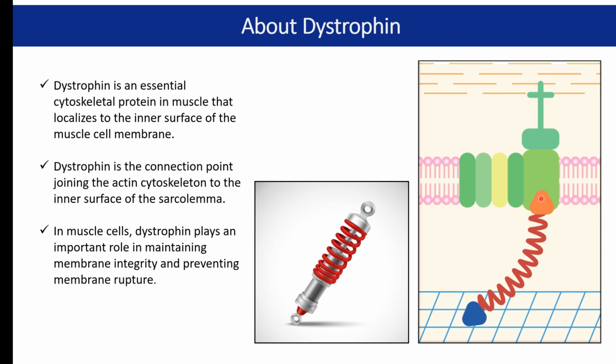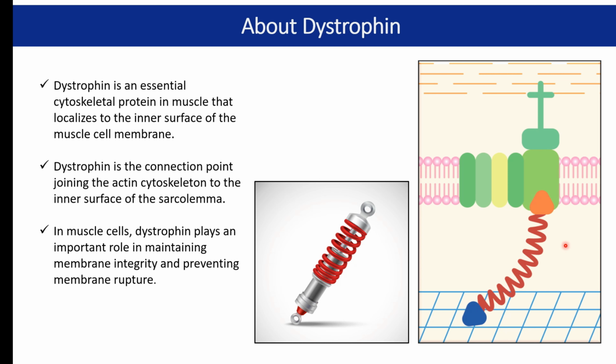Dystrophin is a very essential cytoskeletal protein in muscle. It is located on the inner surface of the muscle cell membrane. This pink color is the muscle cell membrane, and this is the dystrophin protein. And this is the connecting point joining the actin. This is the actin cytoskeleton, and it joins the inner surface of the sarcolemma. Sarcolemma means the muscle cell membrane.